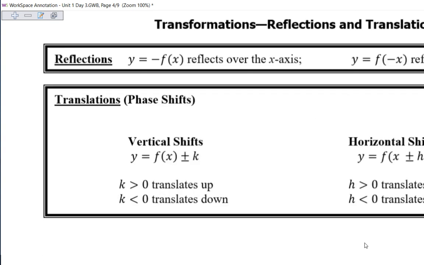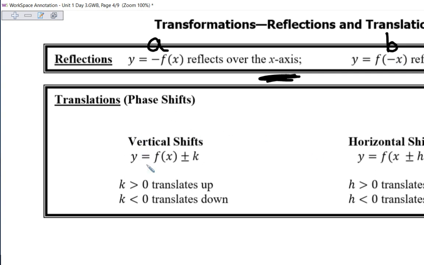Okay, so back to these dialog boxes. And that top one is the reflections, and we already talked about these. So if it's the A value that's negative, it reflects over the x-axis. But if it's the B value that's negative, it reflects over the y-axis.